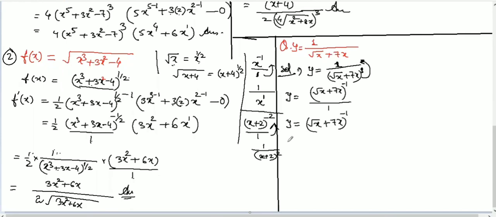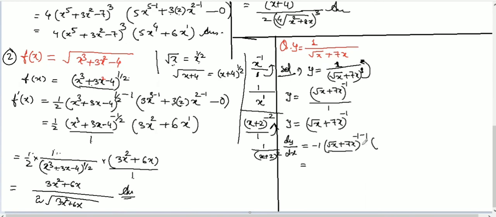Now we will differentiate it. Write down dy over dx equal to, apply chain rule: bring power minus 1 in front of the function. So minus 1 is there, and don't touch the inside function, just write down as it is, root x plus 7x, and the rule says write the power, whatever power, and subtract 1. Now minus 1 and root x plus 7x, so we are applying the chain rule. So multiply by the derivative of the inside function.